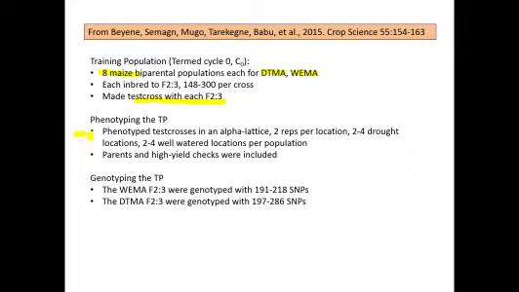They were phenotyped. I'll skip over the details, but there was phenotyping for yield under drought environments and under well-watered environments. The parents and high yield checks were also included in this phenotyping. And here's some information on the genotyping, and you really don't need a whole lot of SNPs to get some pretty accurate predictions in maize.